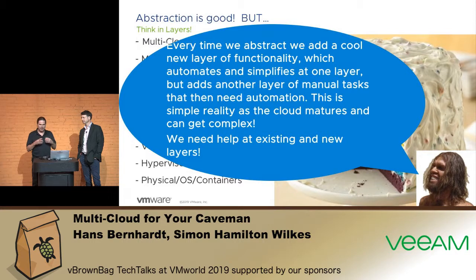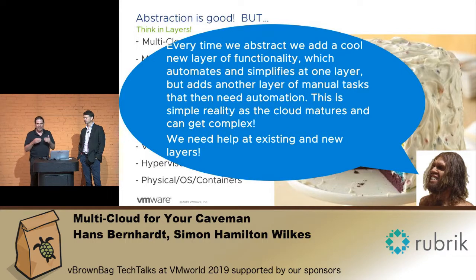the way I like to say it, and the caveman will say it, is when you add a layer of automation, it adds another layer of cool things you can do, but it also adds another layer of manual things you can do. So restated, it's manual, automatic, automatic, manual, manual, automatic, automatic, manual, manual, automatic. I see heads nodding out there.